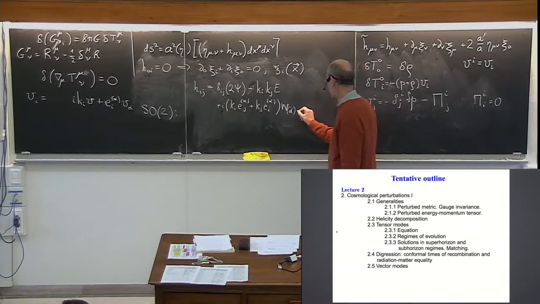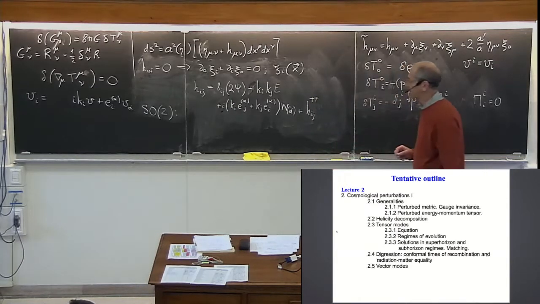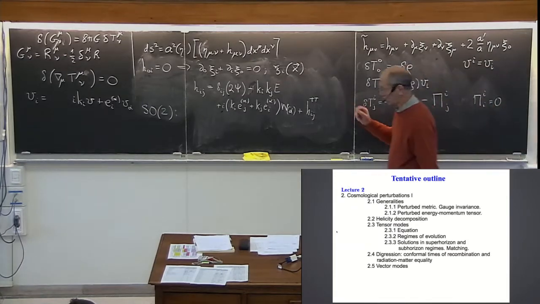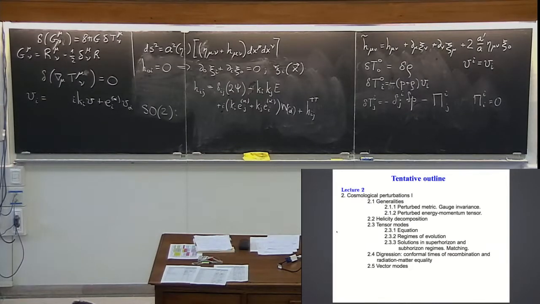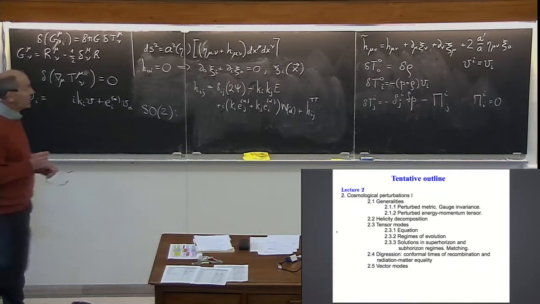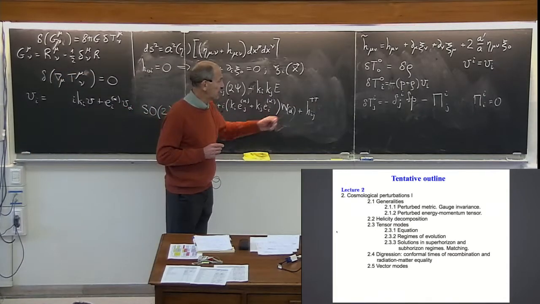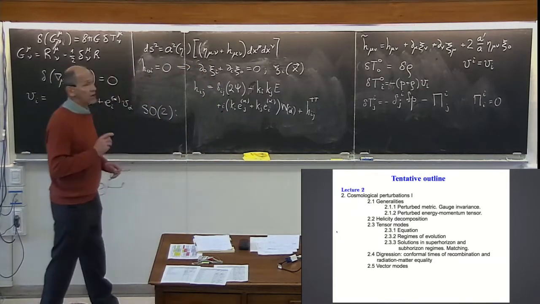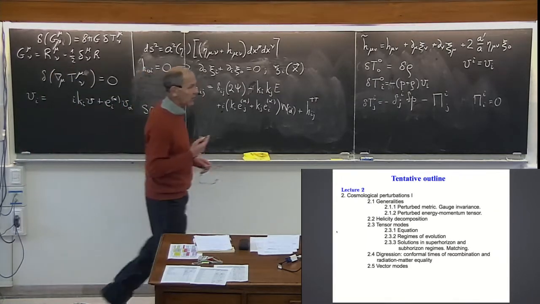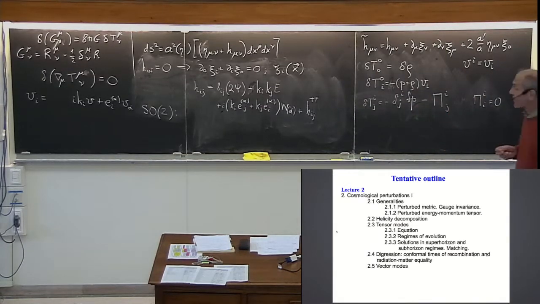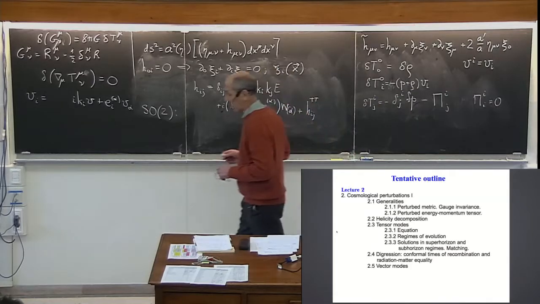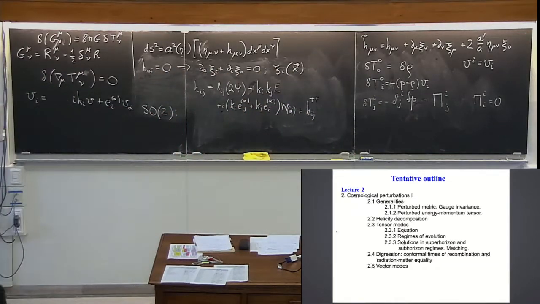And finally, we have hij traceless and transverse. And this has helicity 2. These are the gravitational waves, right? You describe gravitational waves by transverse traceless components of hij. They rotate by an angle twice the angle once you rotate the plane around the momentum. Okay, so that's the helicity decomposition of the spatial components of the metric tensor.